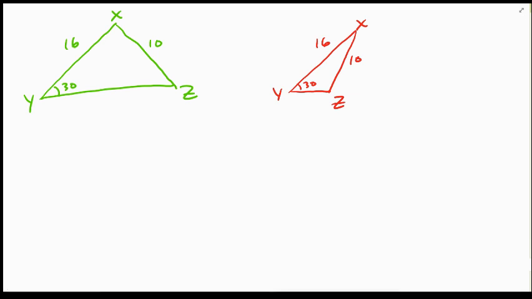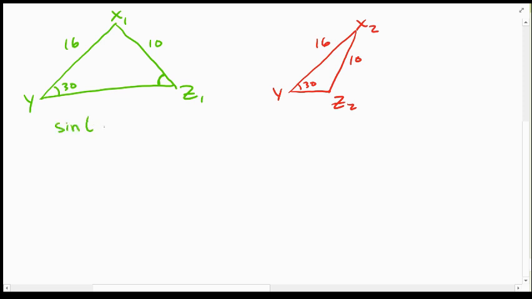Once we've created this, now we can start working to find some of these angles or side lengths. I'm always going to start by finding this bottom right angle here. I'm going to call the green one my first triangle, and the red one my second triangle, so that I can differentiate the x angles and z angles, because they are going to be different. So first, for z1, I'm just going to use the law of sines.